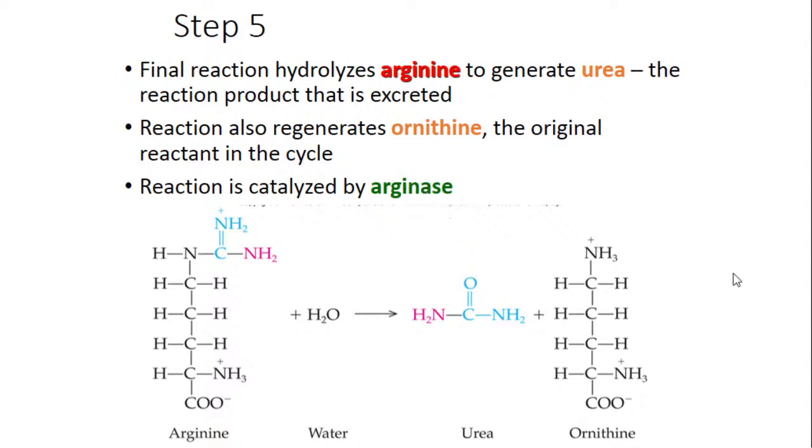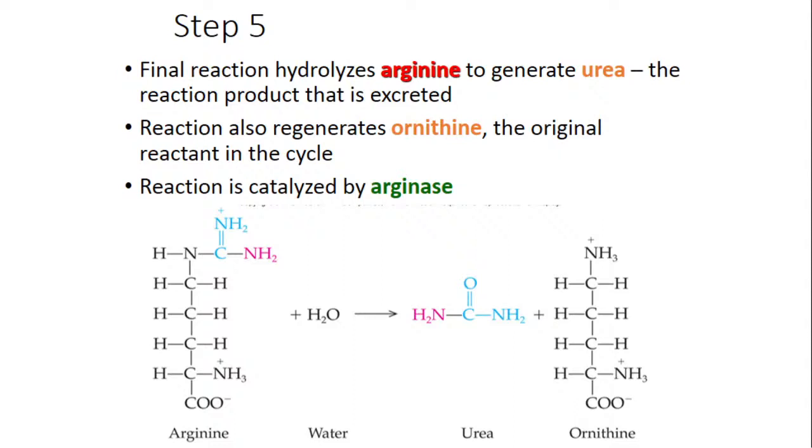Enzyme is arginase, and ornithine is reconstructed. Let's write this reaction. Same like oxaloacetate is reconstructed in the citric acid cycle, here ornithine will also be reconstructed at the last reaction.